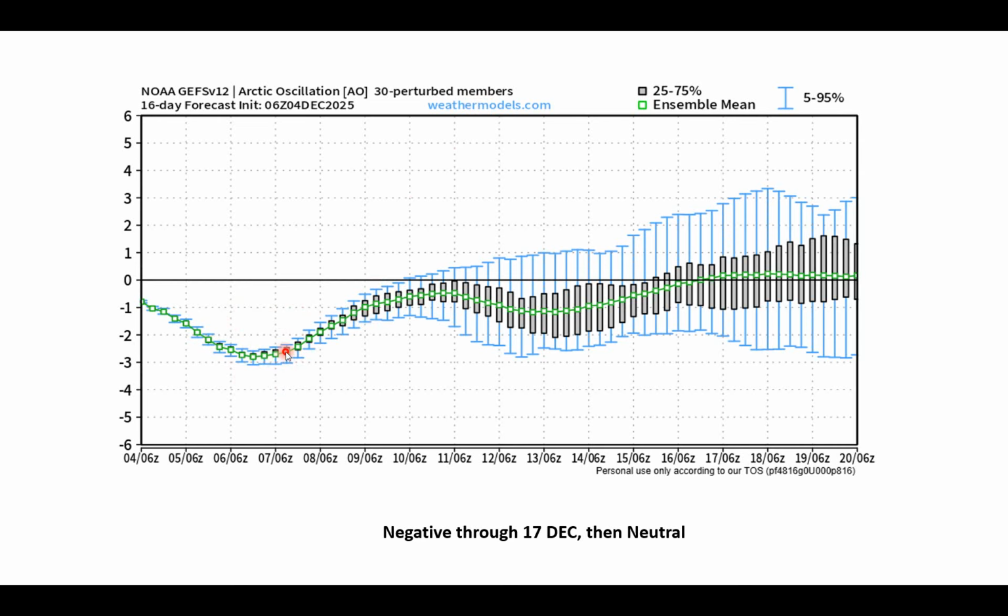The NOAA GEFS V12 AO 30 perturbed members are showing a negative AO as well, with a peak drop in the AO down around late on the 6th, early on the 7th of December. And then we see generally it tries to recover towards neutral conditions around the 10th and 11th of December. Then it works its way back to negative through the 16th and 17th. And then it goes neutral after that, after 17 December.